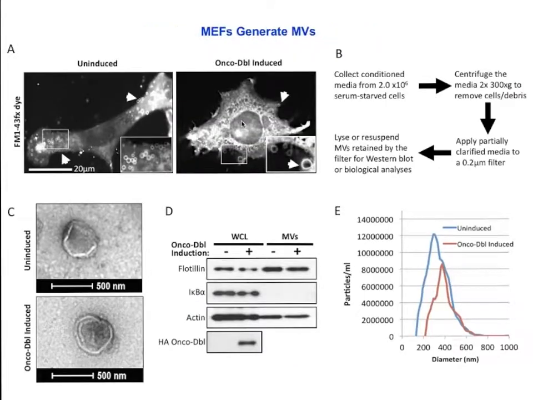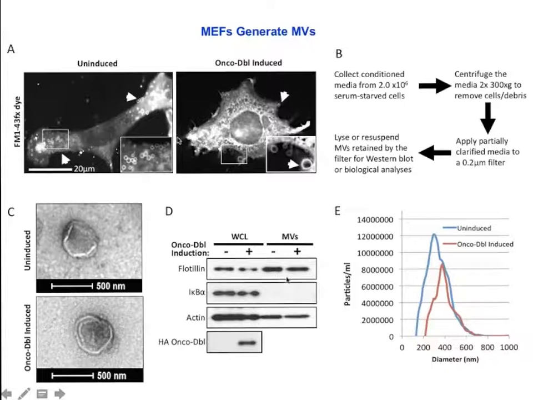So the first thing we did is we took both of these cell types and we labeled them with a fluorescent membrane dye. And you can see in these inset boxes that both of these cells are generating vesicles that you can detect all along their surfaces. We then isolated the vesicles, microvesicles, from the conditioned media that are shed by these cells using the filter method that I had mentioned to you earlier. And we can again look by Western blot, and you can see flotillin is present in both. So both of these cell types are capable of generating extracellular vesicles.